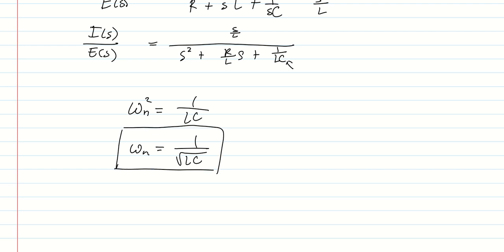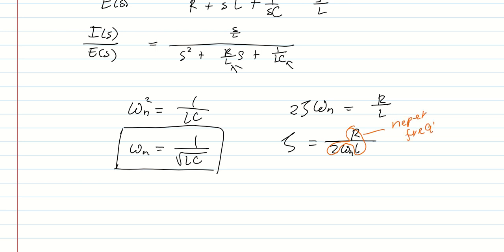Then for the damping ratio, zeta, 2 zeta omega n should be equal to the middle term, which is R over L. So solving for zeta, zeta will be equal to R over L times 2 omega n. And there is another factor here, this part, R over 2 times L. This is what we call the Neper frequency. In some references, the symbol that they use is alpha. So alpha is equal to R over 2 times L.